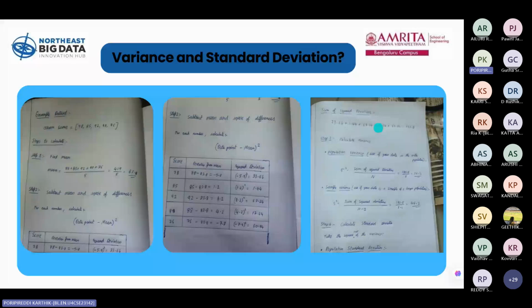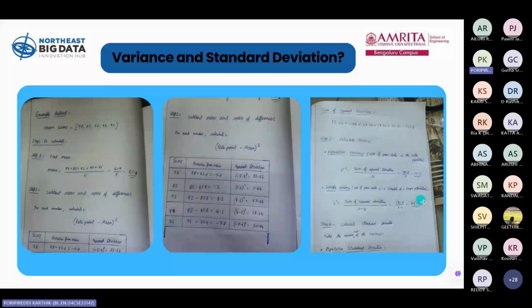The formula for population variance is the sum of squared deviations divided by n, where we get 36.16, and for sample variance, it's the sum of squared deviations divided by n minus 1, where the answer is 45.2. Now we have calculated the variance.